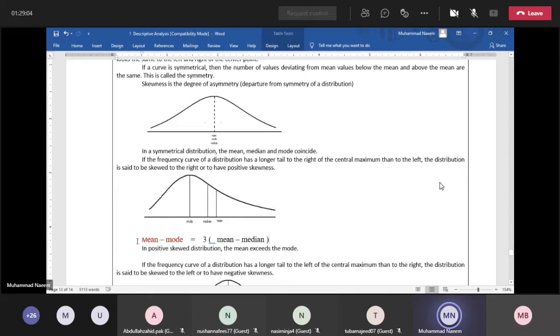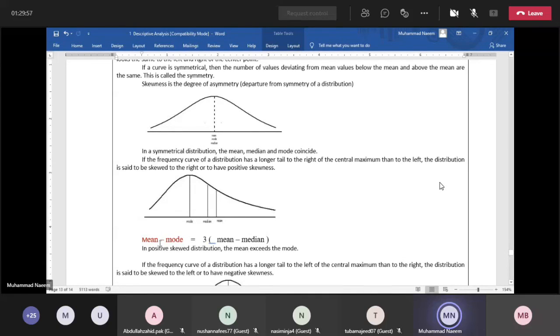Mean minus mode is the larger distance, because now all the values are on the x-axis. Mode is less than the median, and median is less than the mean. We can also declare that the distribution is positively skewed if mode is less than median, or mode is less than mean, or median is less than mean. So if we have any clue about mean, mode, median, we can declare that the distribution is positively skewed.